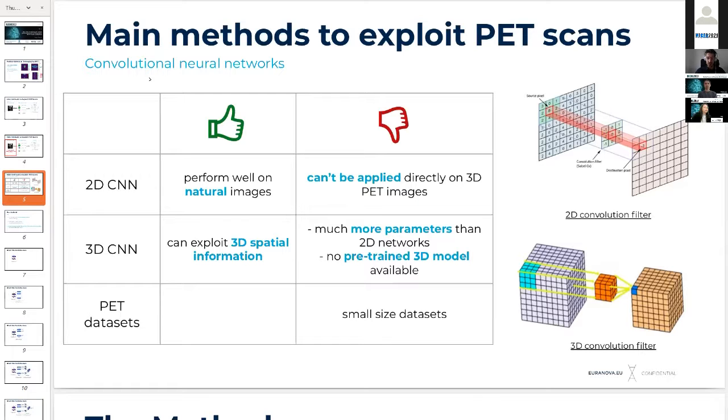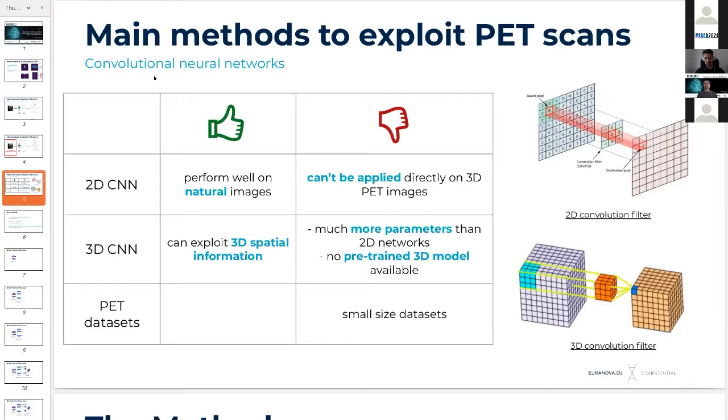There are two main drawbacks to 3D CNNs: they have many more parameters than 2D networks, and there is no pre-trained 3D model available to initialize the weights of the 3D model, meaning that we have to train it from scratch. In the medical field, PET datasets are usually small.